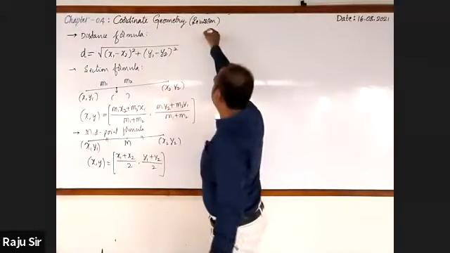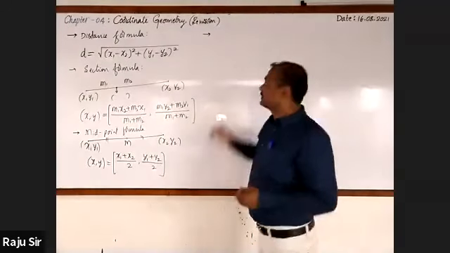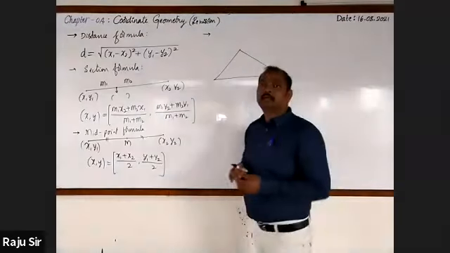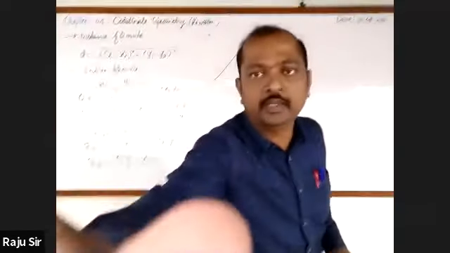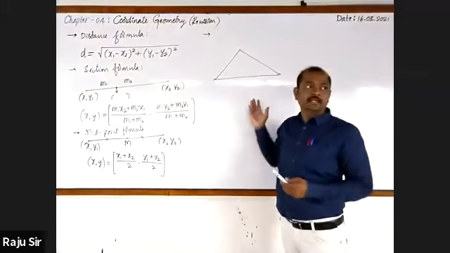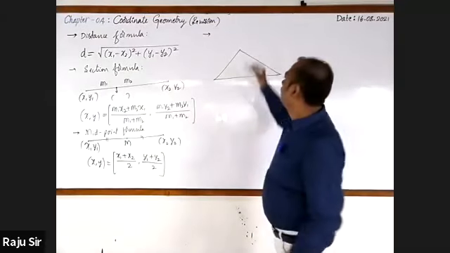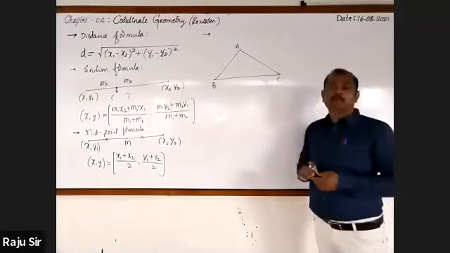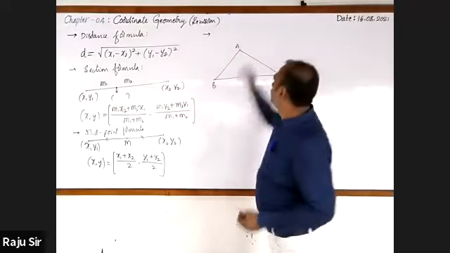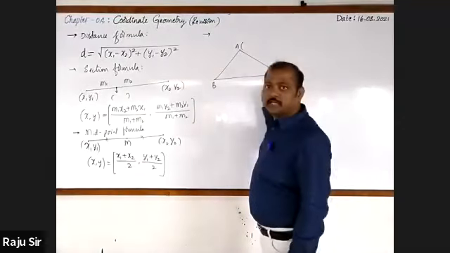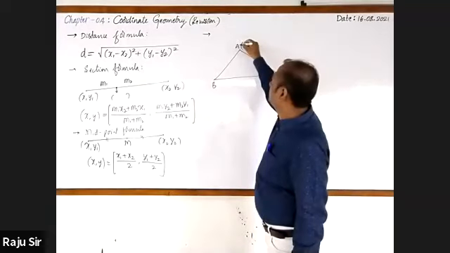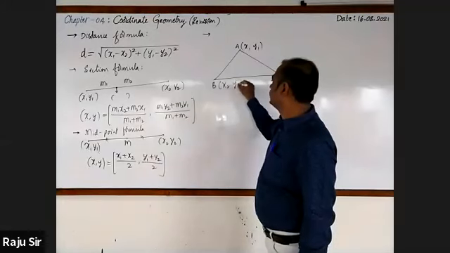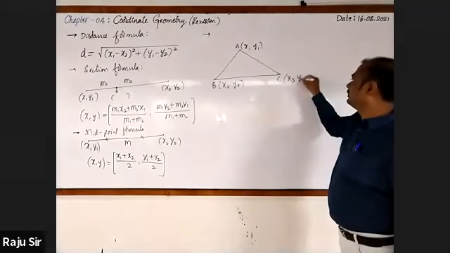Next, one more formula. We know that the geometrical figure formed by joining any three non-collinear points is a triangle. I'll name the triangle as ABC. Suppose we know the coordinates of these three vertices. Coordinates of A is x1, y1, B is x2, y2, and C is x3, y3.